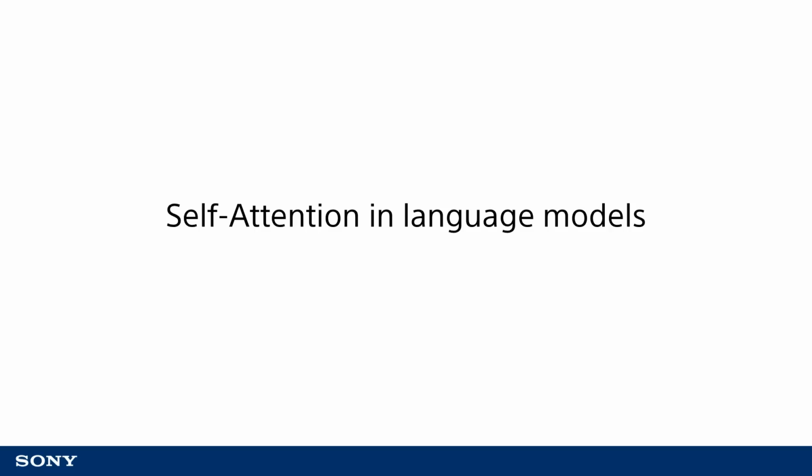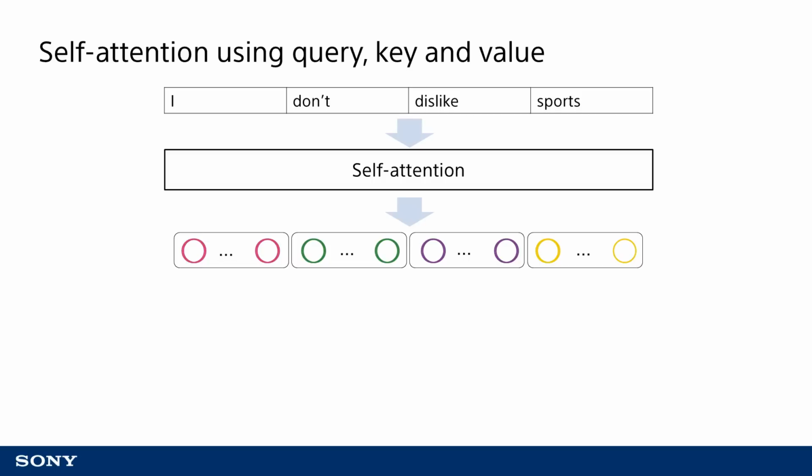Next, let's talk about self-attention used in language models. In the previous example, attention was configured to use the query, key, and value vectors to create correspondence between two series of different sequences. With self-attention, the query, key, and value are used to extract features from a single series.